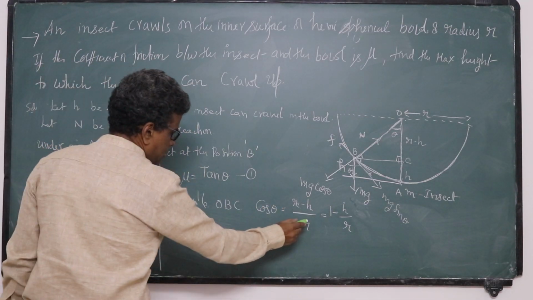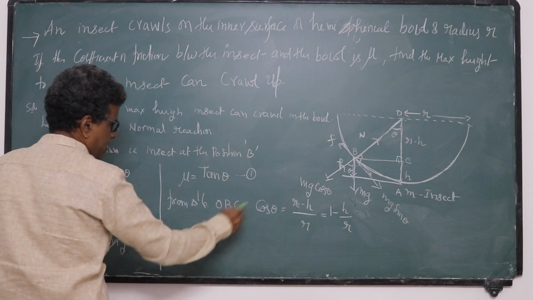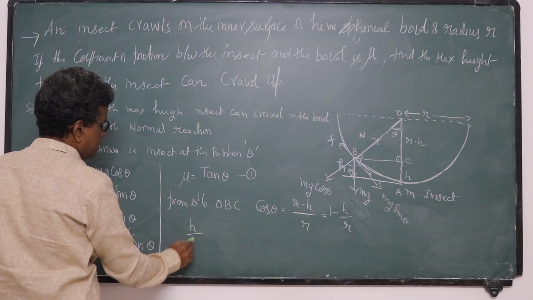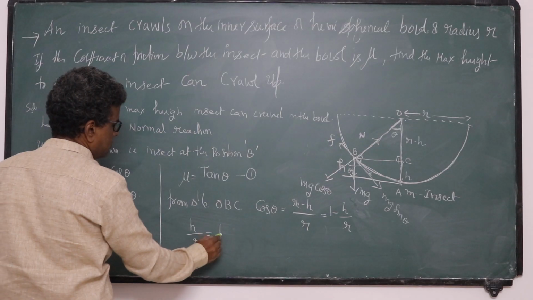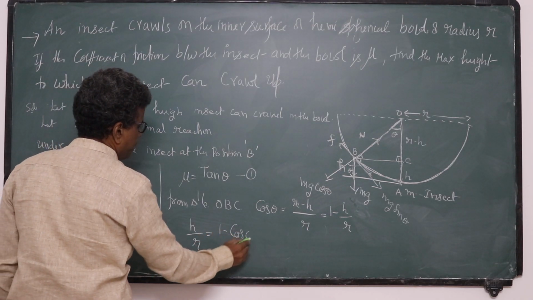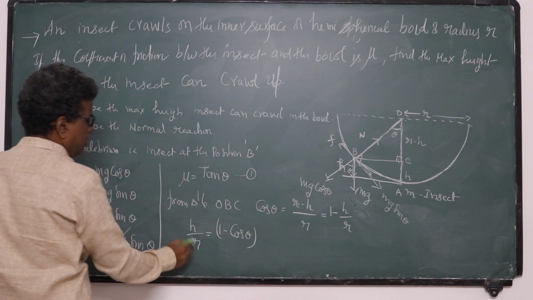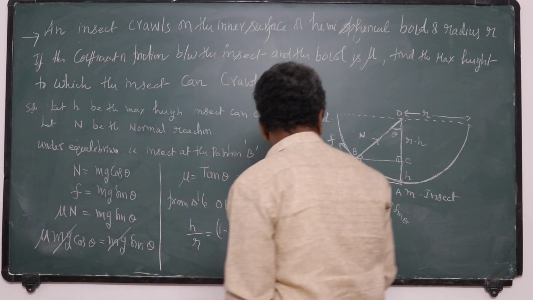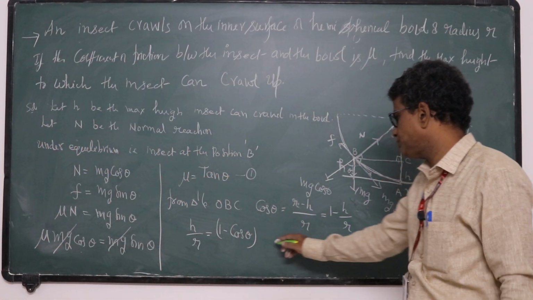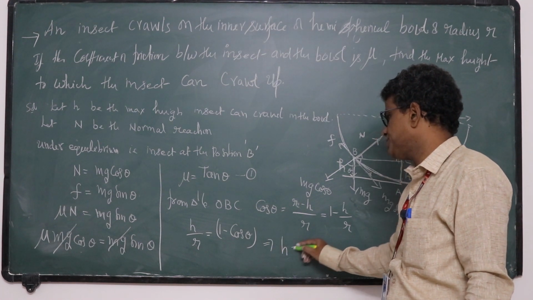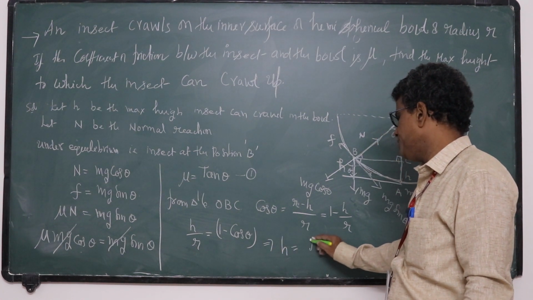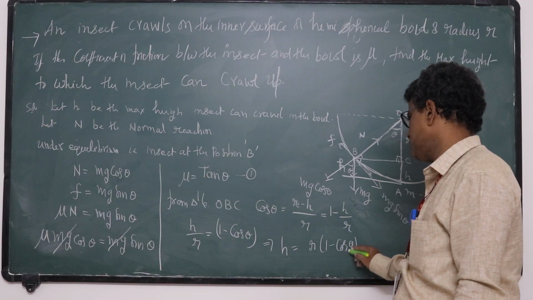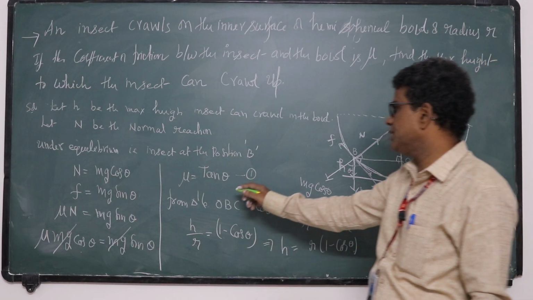I want h, so you bring the cos to that side. So h by r is 1 minus cos theta. I want h, so h is equal to r into 1 minus cos theta. So this is the answer. But cos theta is not given.